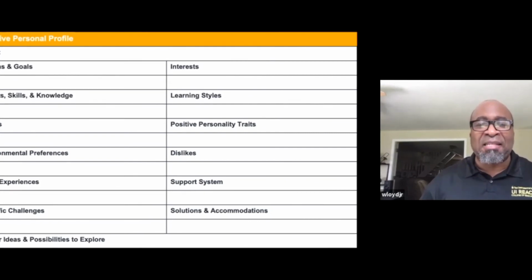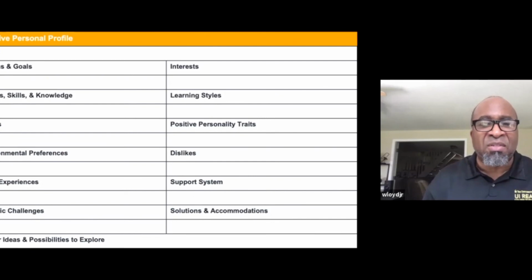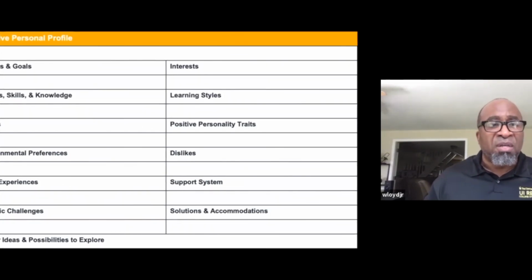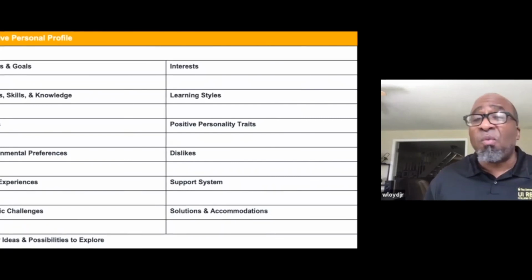So this is not the typical assessment. This is the stuff that really makes you stand out as you. What makes you unique? What separates you from everybody else? What are some of your values? What are some of the things that you espouse as an individual and that your family espouses as a family? What kinds of values do you bring to the table? Your environmental preferences, your work preferences.